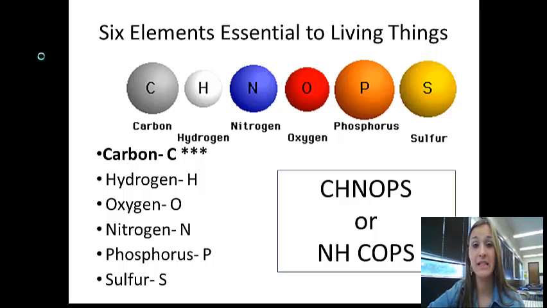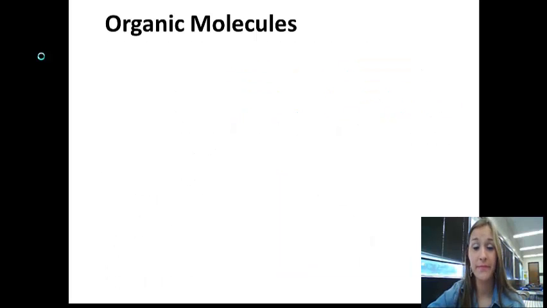Now the MCAS loves to ask questions on the 6 essential elements. So whenever there's a multiple choice about elements, don't pick one that we've never talked about, like magnesium or chlorine. No. Whenever they're going to be asking you about elements, you're going to pick either carbon, hydrogen, oxygen, nitrogen, phosphorus, or sulfur. These are all found in living things and necessary for something to be living. Now the most important one, you can see I start here, is carbon.